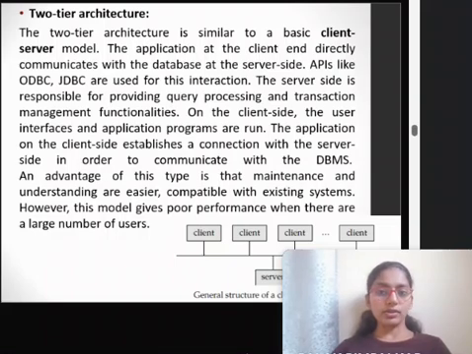On the client side, the user interfaces and application programs are run. The application on the client side establishes a connection with the server side in order to communicate with the DBMS. An advantage of this type is that maintenance and understanding are easier, and it is compatible with existing systems. However, this model gives poor performance when there are a large number of users.